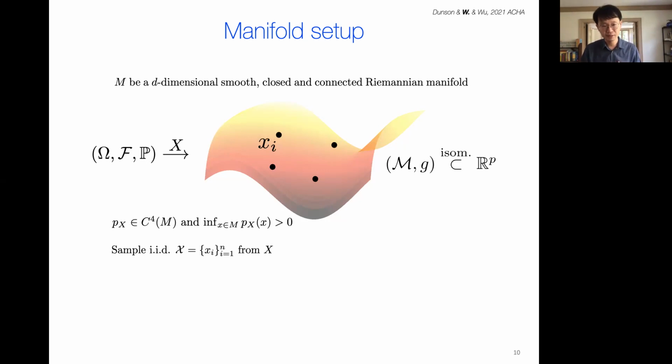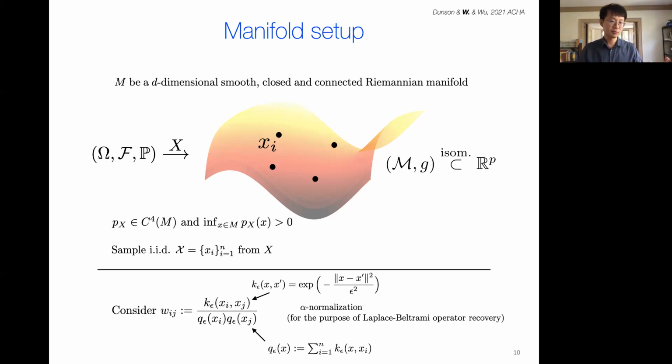And you have a random vector x, and you sample points xi from a manifold, which we assume is isometrically embedded in some Euclidean space. And we assume that the density function associated with x, p x, has some regularity, and its infimum is positive, which means that you can sample everywhere. There won't be any single place that you cannot sample. Okay, and now you sample n points IID from x.